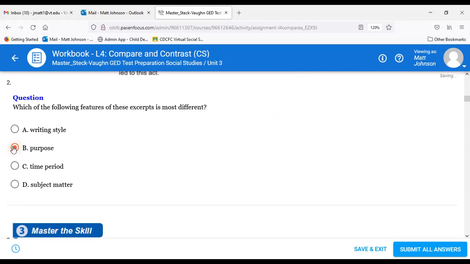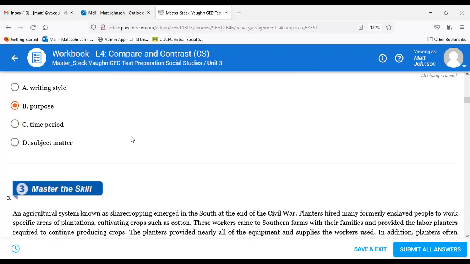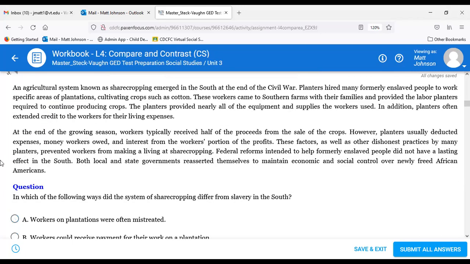So the subject matter is similar, right? It's all about secession and why they're seceding. The purpose is a little bit different as far as what they're outlining. So the first part is basically telling the United States, hey, we're peacing out. We're not going to be part of the United States anymore. And then the second one is addressing more of the world and saying that we are South Carolina and we want to be recognized among the world's nations. So that's the bit of the difference there. All right. So 2B as in boy.